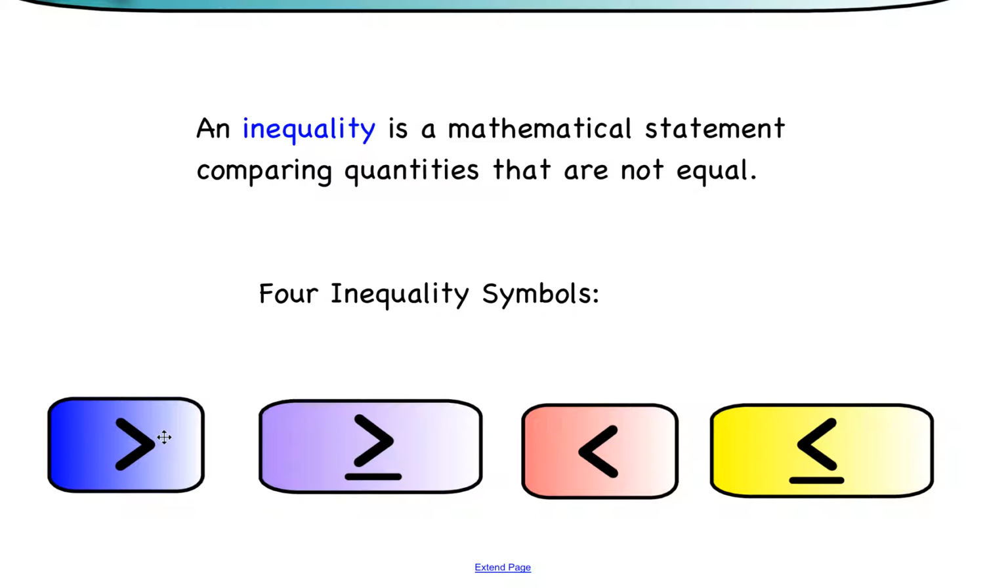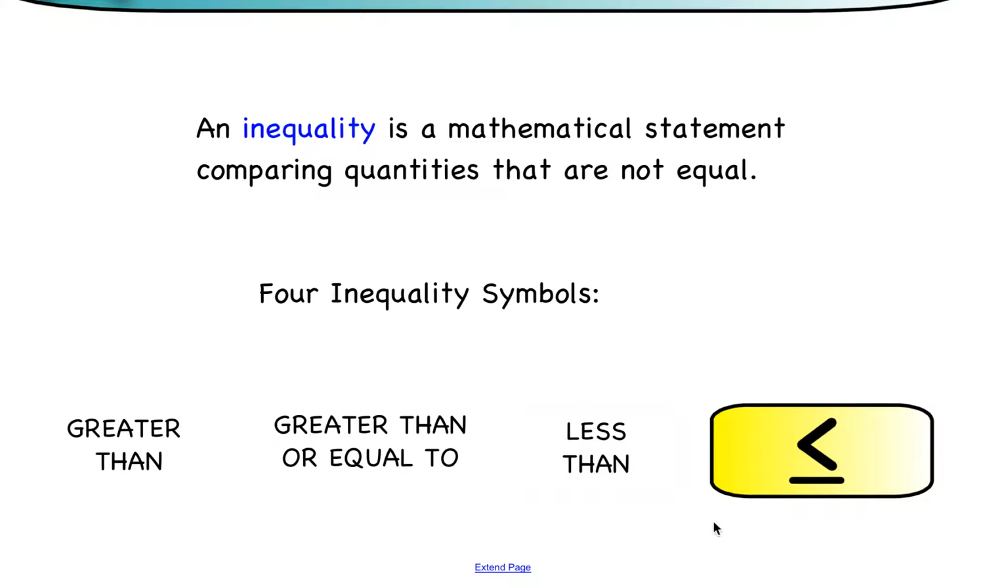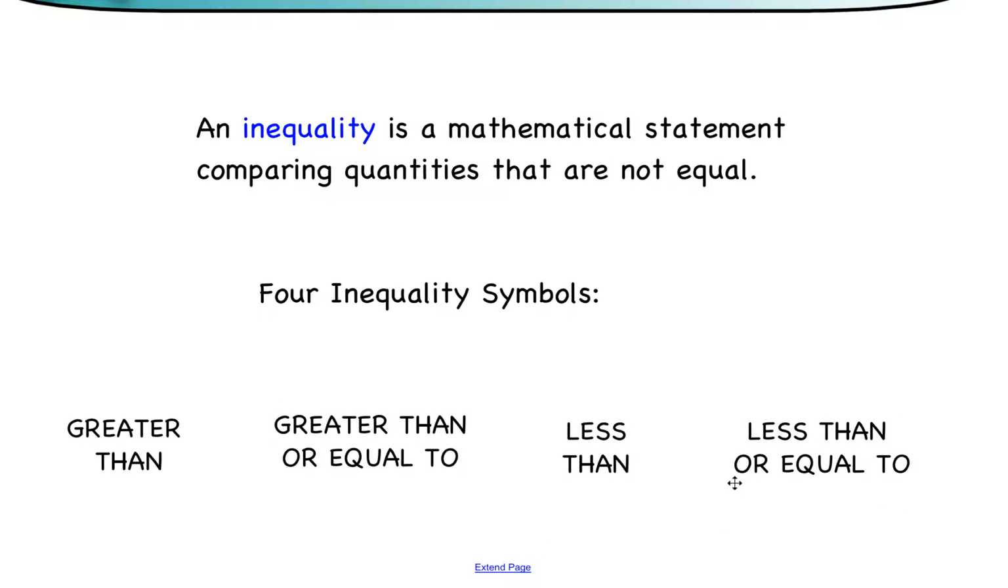And what they mean, this first one on the left means greater than. The next one is greater than or equal to, less than, and less than or equal to.